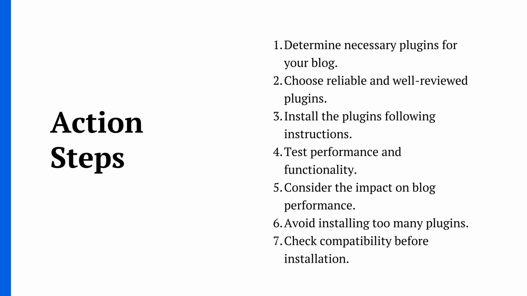The action steps for today's video are: the first step is to determine which plugins are necessary for your blog. Think about the features and functionality you need for your blog and choose only the plugins that meet those needs. Some essential plugins that are useful for most blogs include security plugins such as WordFence or Sucuri, a backup plugin such as Updraft Plus or Backup Buddy, and a caching plugin such as WP Rocket or W3 Total Cache.